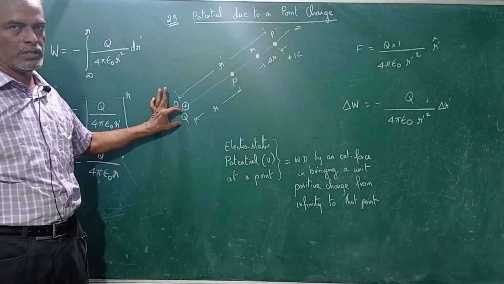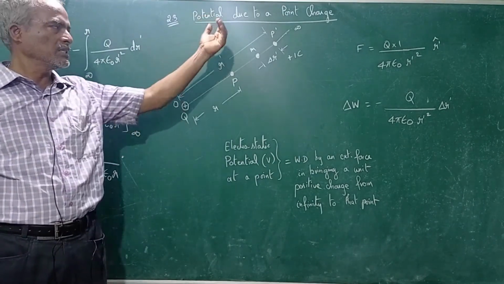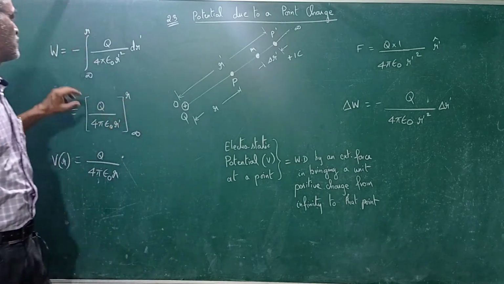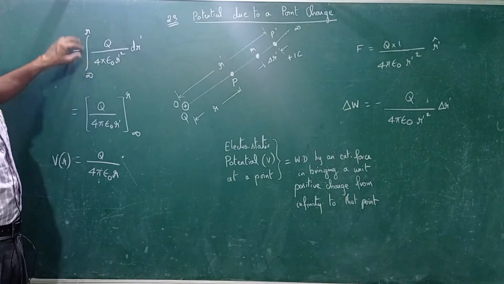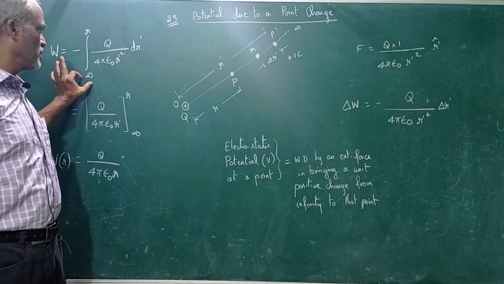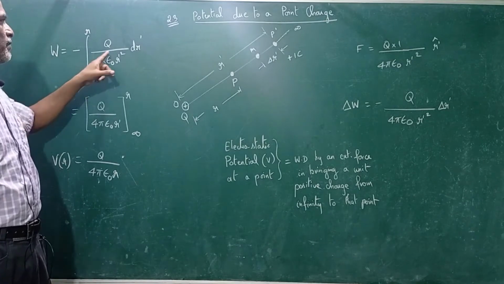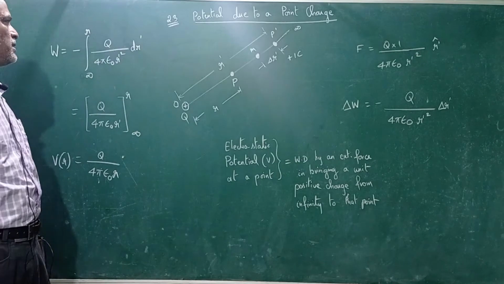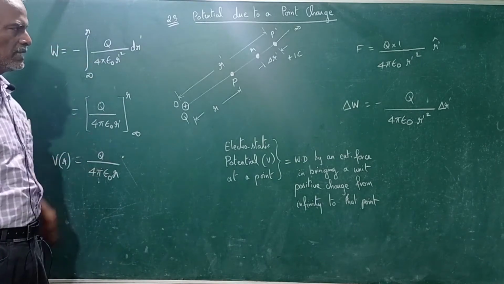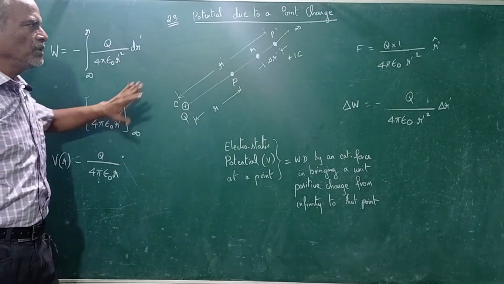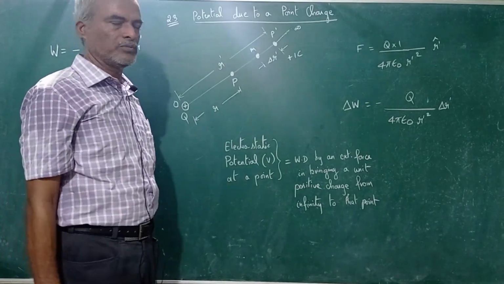Now this is also a positive charge, so work is being done against the repulsive force. So from infinity to r: the upper limit is r, the lower limit is infinity, and we have q by 4 pi epsilon naught r dash square into dr dash, and on integration you will get this answer. Before going to this integration, we will see the basics of Coulomb's law.